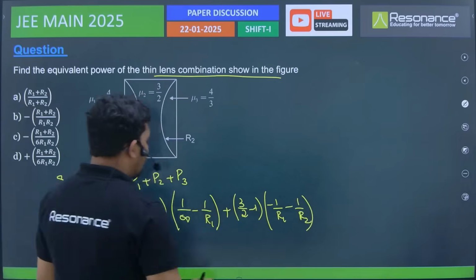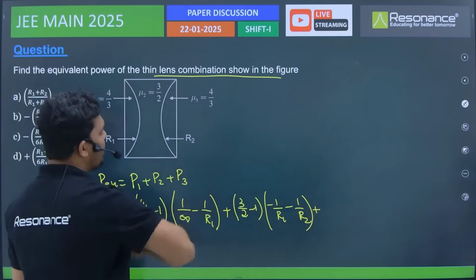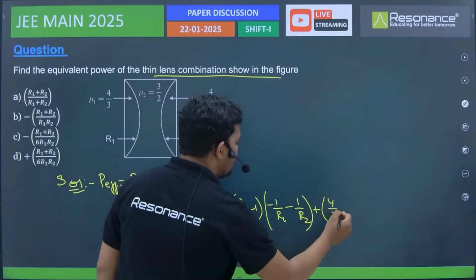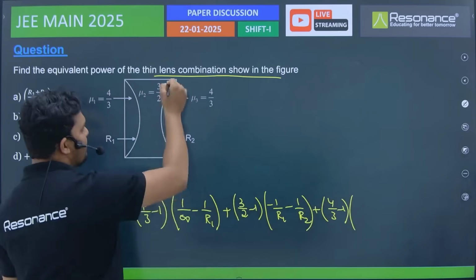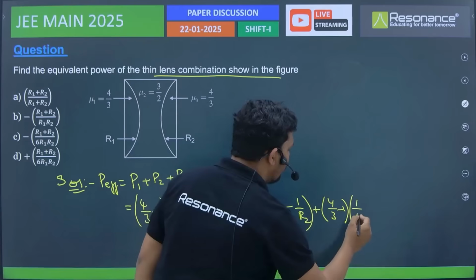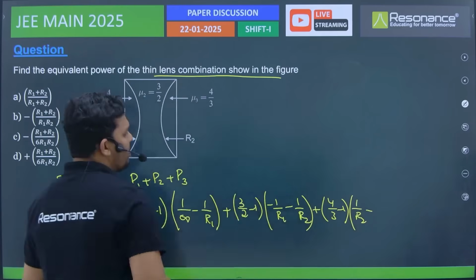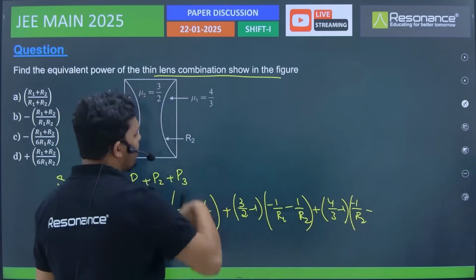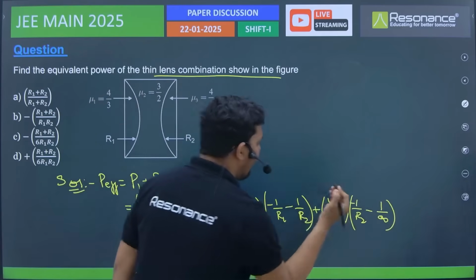Followed by the last one, I have to take here. That is going to be how much? 4 by 3 minus 1, 4 by 3 minus 1 into 1 by R1. In this case, I must take it as R2 here, followed by this part which is coming on the left side, so minus 1 by R2, minus of 1 by this part is going to be what? Infinity. I hope you got my point.